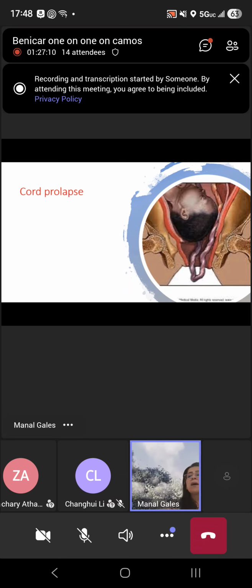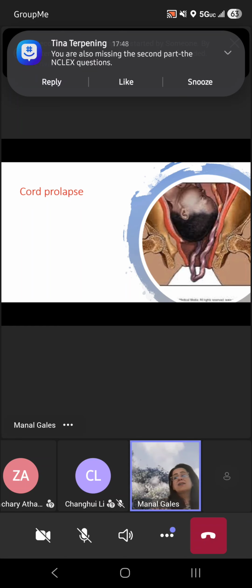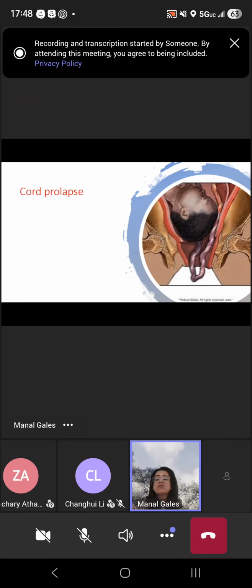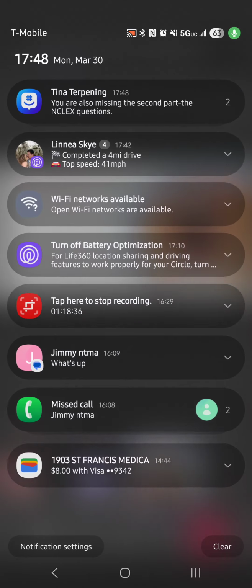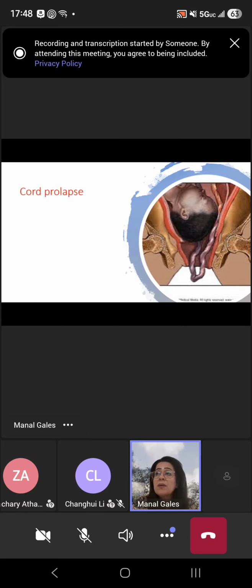Okay, guys. Let's talk about this picture. What is happening here? Yes, cord prolapse. First step. What is your intervention? Cord prolapse. You check the fetal heart, you check on the baby, very good, because you have two lives. You have the mom's life and you have the baby's life.